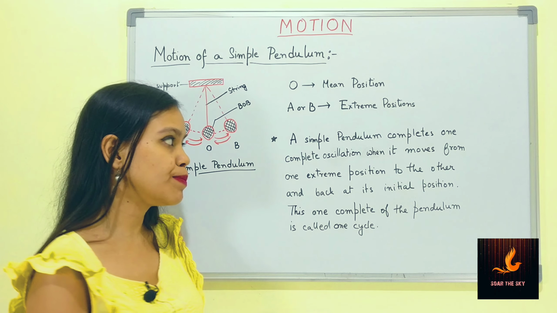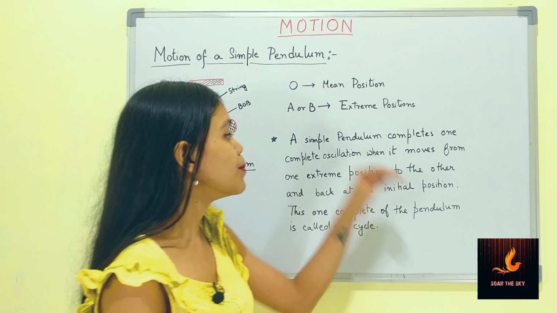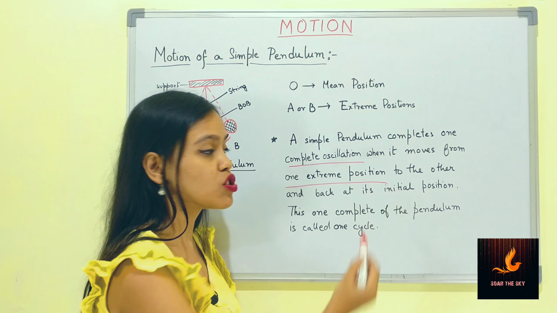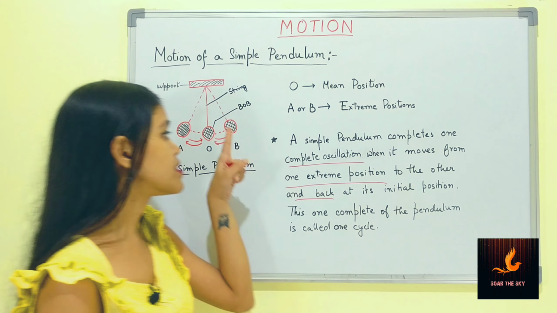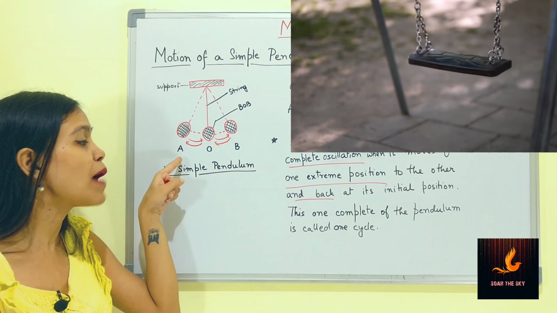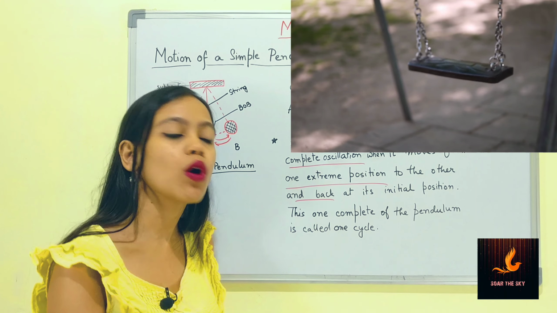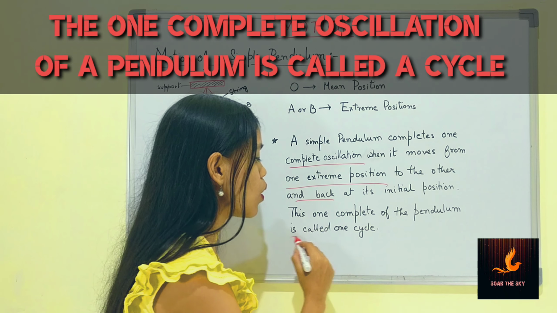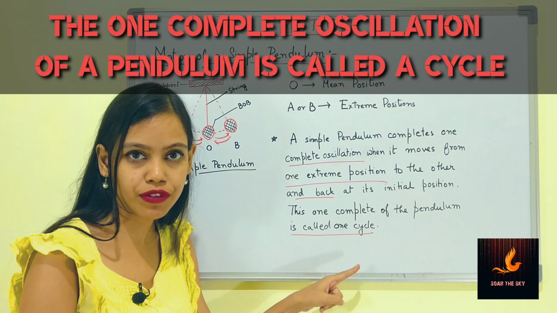So what is a simple pendulum? How does a simple pendulum have this oscillation? It completes one complete oscillation when it moves from one extreme position to the other extreme position and back. That means if it starts from the A position, it will go to the B position and then come back to the A position, which will show its one complete oscillation. This one complete oscillation of the pendulum is called one cycle. So this is also the definition of one complete cycle of the pendulum.